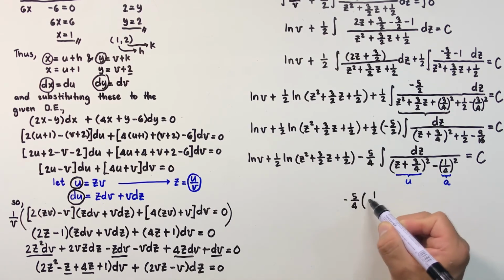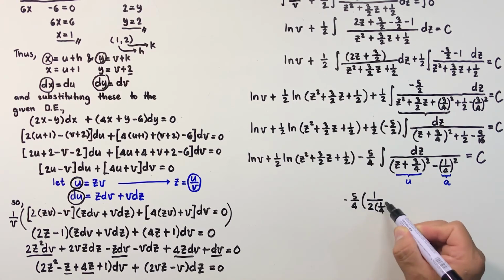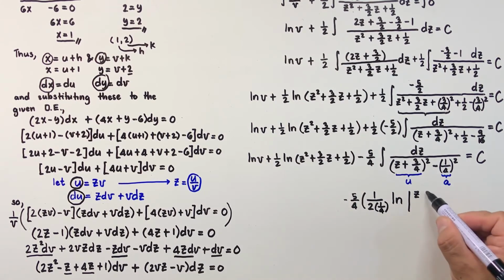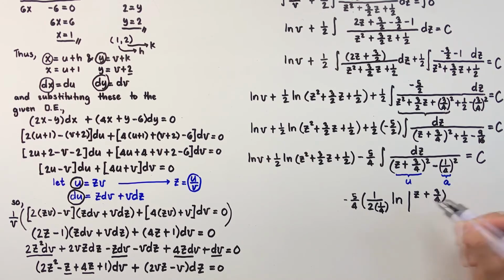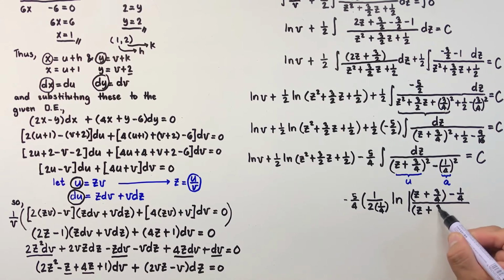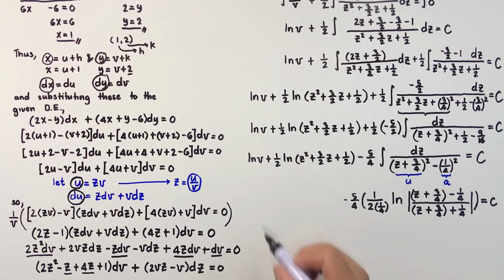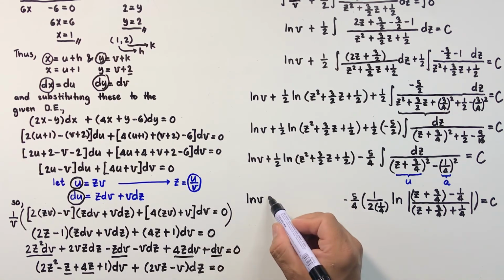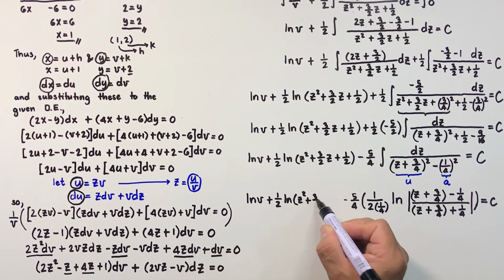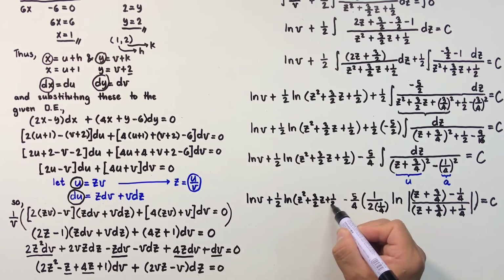1/2a, and our a is 1/4 here, times the natural log of our u, so our u is this one, z plus 3/4 minus a, which is 1/4. And this is also divided by our u again, which is z plus 3/4 plus our a, which is 1/4. And this is equated to the constant of integration, c. And of course, we still have the natural log of v here plus 1 half of the natural log of z squared plus 3 halves z plus 1 half.